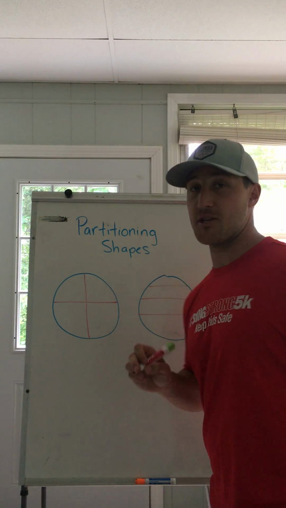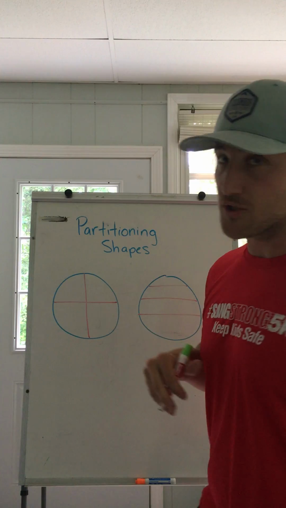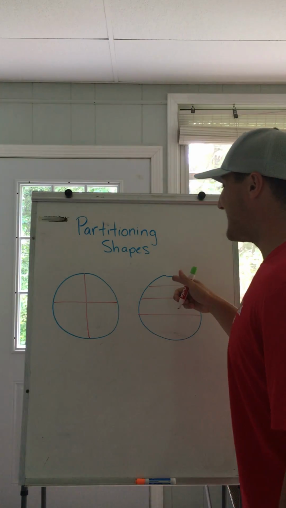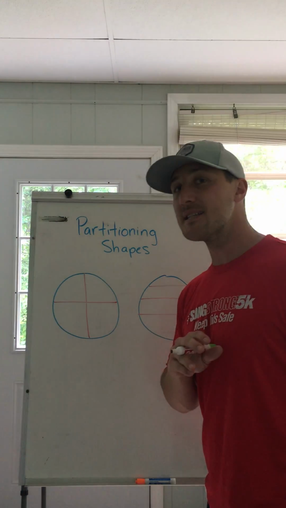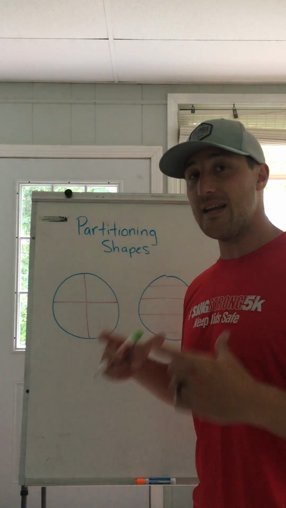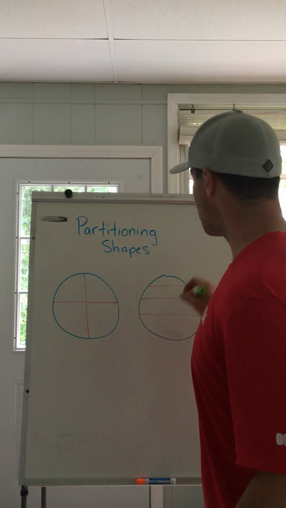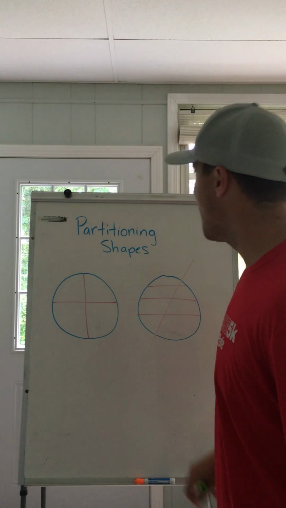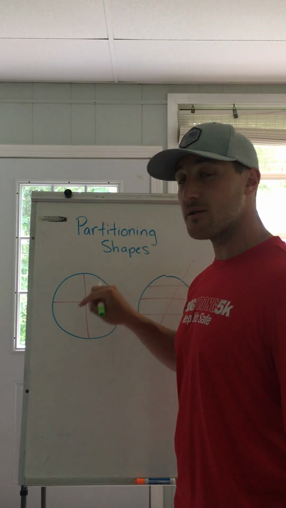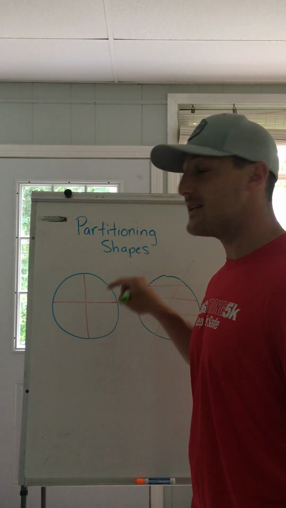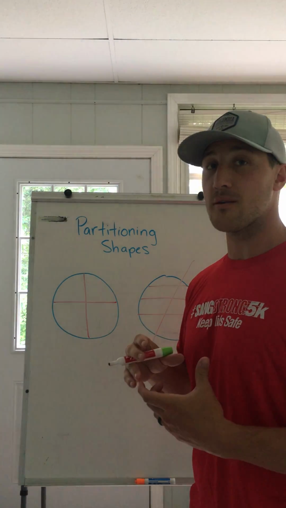Now sometimes the strategy works where we can draw straight lines across or going down in a shape, but it doesn't work in this case because it's not going to split that circular cake evenly. When we partition our shapes, and I'm going to get rid of that one, we want to make sure that all parts of the shape are cut into equal smaller parts.